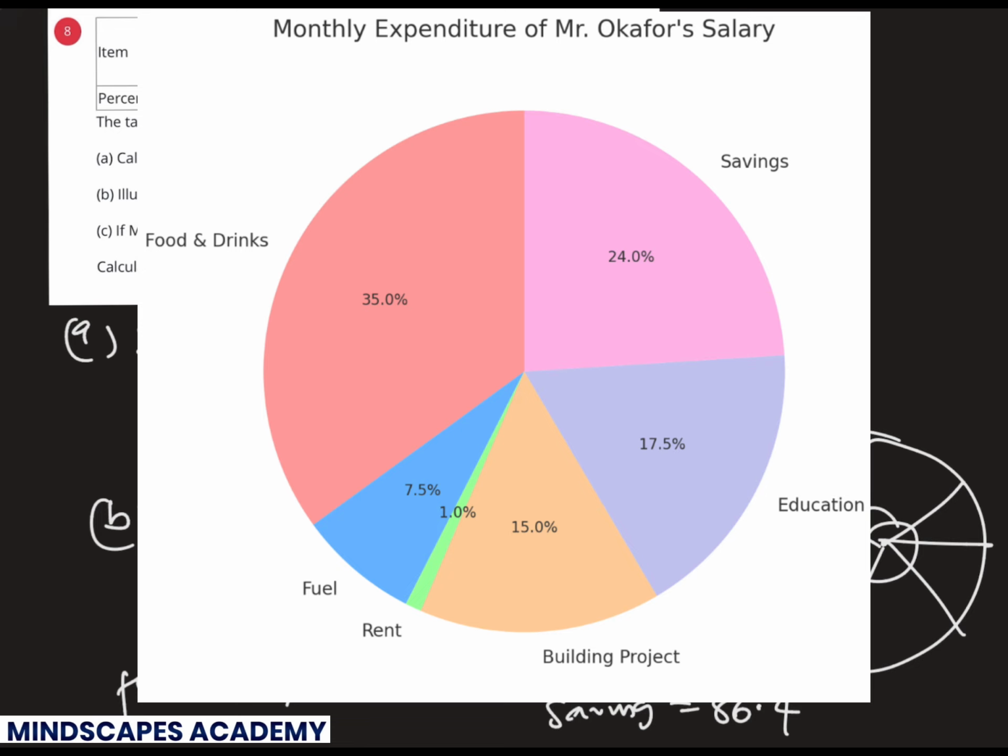And in the next problem, we will solve for the third part, which is 8C. So I hope you understand this concept. I will see you in the next problem.